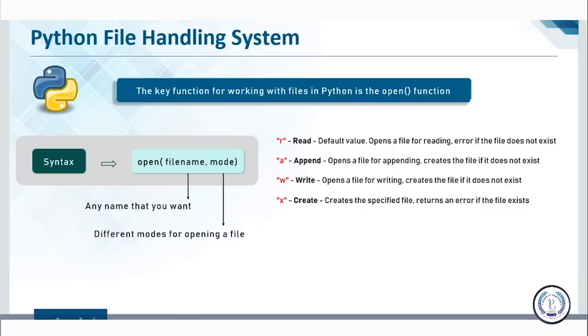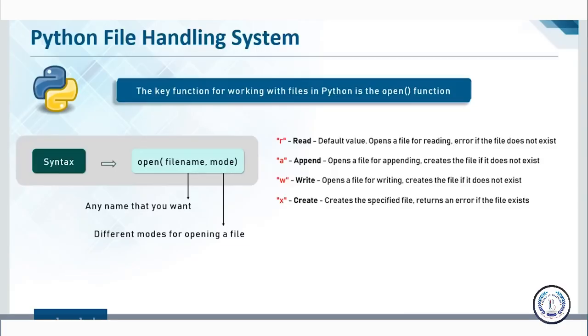So check the screen. Basically, these are various modes available to open a file. We can open it in the read mode, the write mode, the append mode, and even the create mode as well. Pretty straightforward. But do note that the default mode is always the read mode. And guys, note that you can open a file in read mode only if it exists as well.